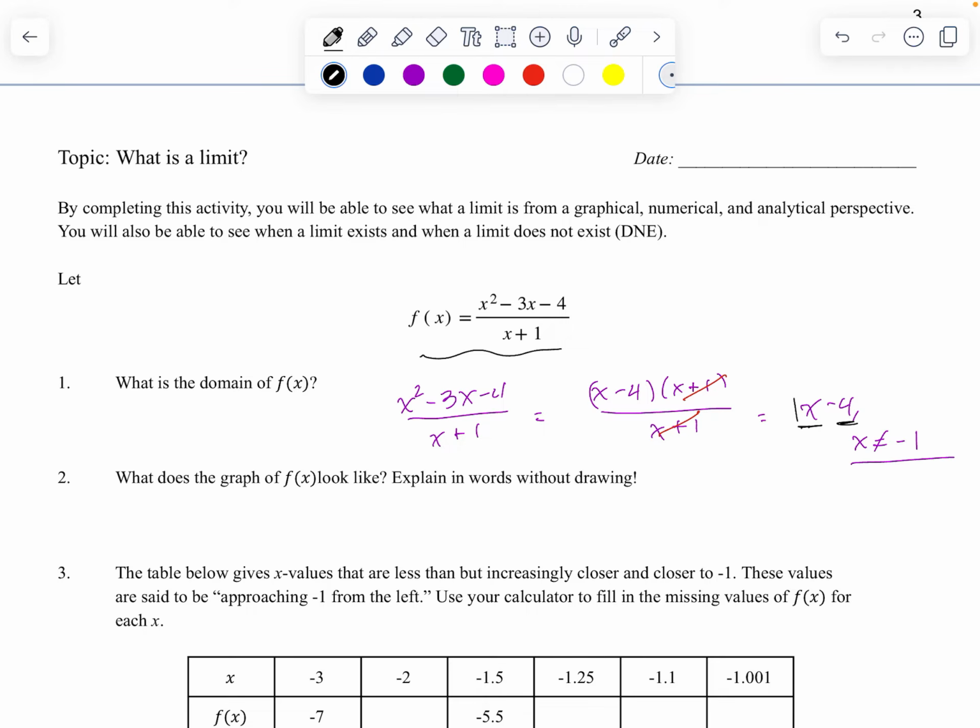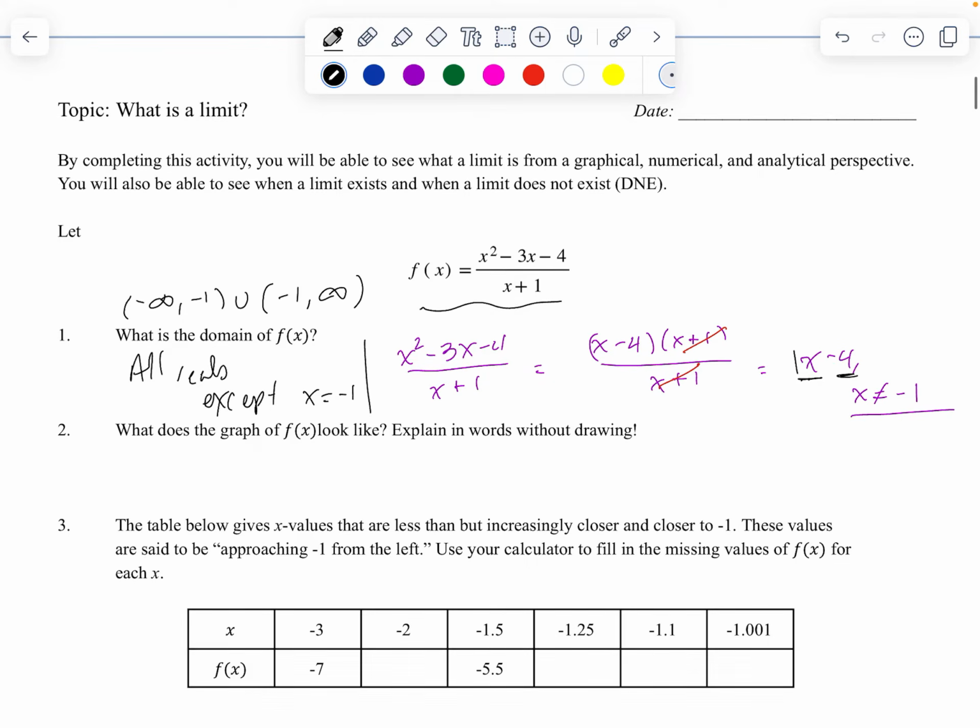So again, a domain of all reals except x equals negative 1. And there is a fancier way to write that. If you want to do negative infinity to negative 1, union negative 1 to infinity, that'd be fine as well.